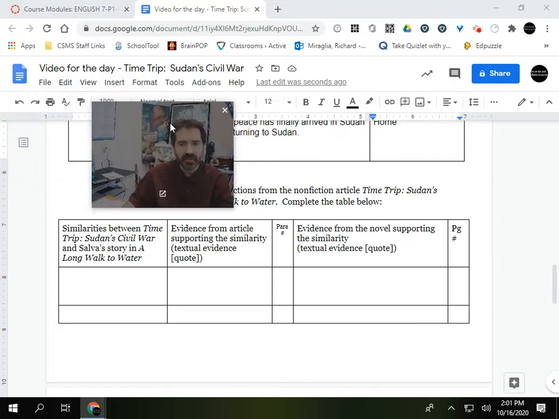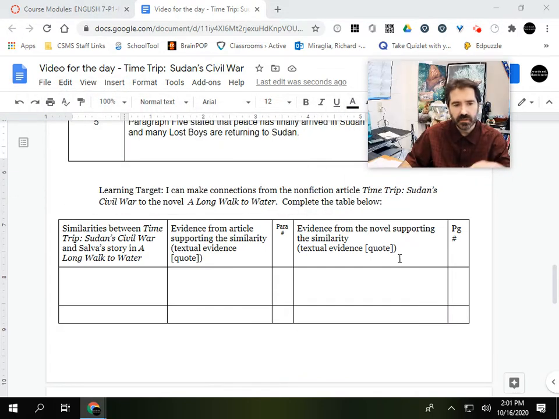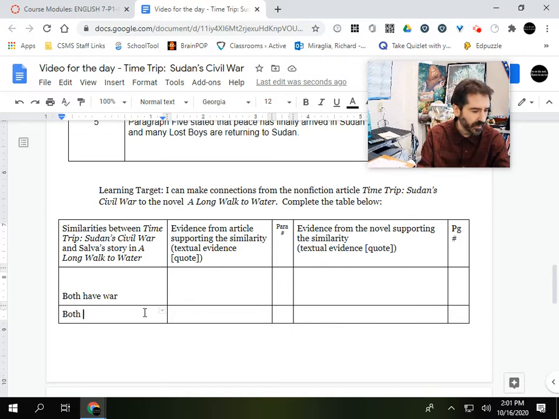Okay, the second part of this assignment is to come up with similarities between the article and the book, and then coming up with evidence from the article, evidence from the book, and where you found it. So the example I gave in class was that both have war. Another example, you're talking about the Lost Boys in the article, and you're talking about Salva. Both are refugees.